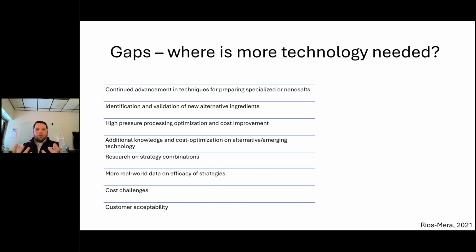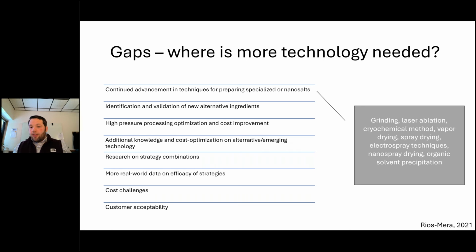So what are some gaps when we talk about sodium reduction in meat? Where is more technology needed? Well, we need more advanced techniques for preparing those specialized or nano salts. And there's a lot of methods that researchers are exploring. You can see those listed here.